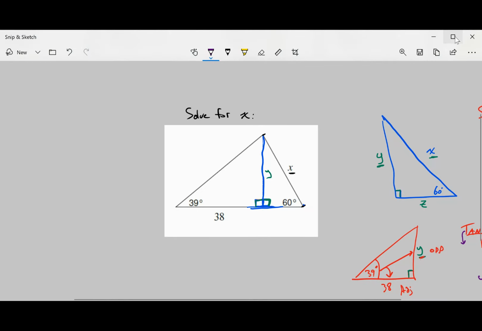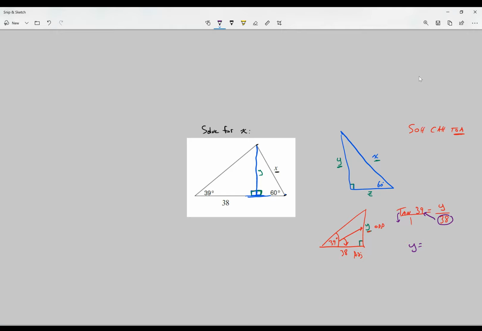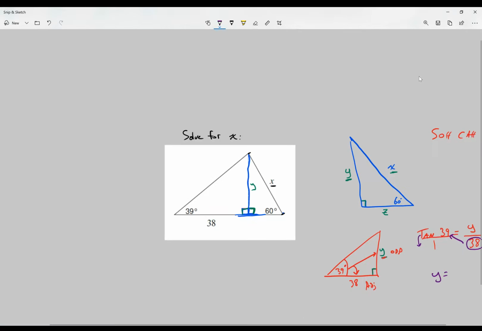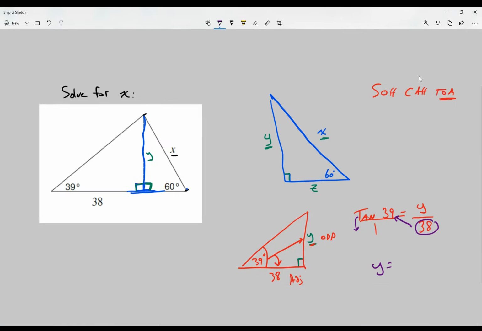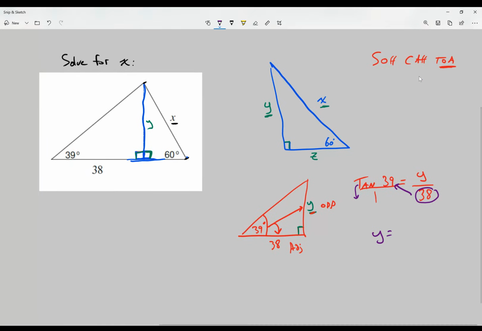So of course, computer error, computer error. Okay, we're back.